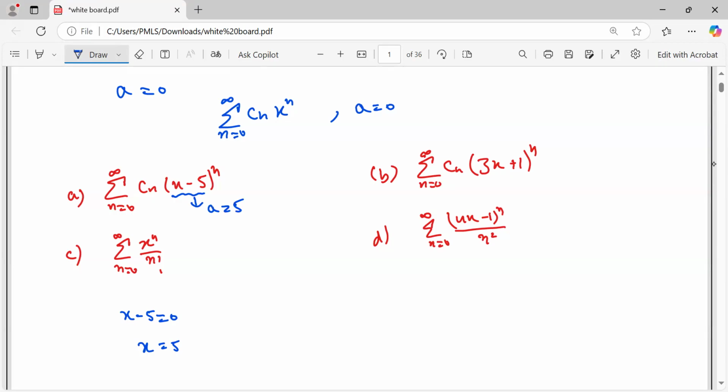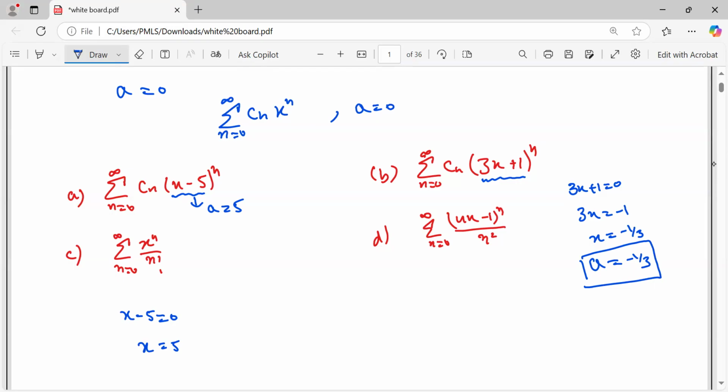In the same way, for part B, to find the center, we set this part equal to 0: 3x plus 1 equal to 0, and then solve for x. So 3x will be equal to minus 1, and when we divide by 3 on both sides, we get x equal to minus 1 by 3. So our a in this place is minus 1 by 3. This is the center. So this is a power series centered about minus 1 by 3.